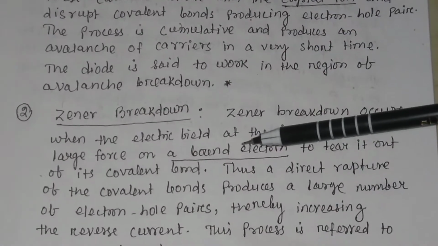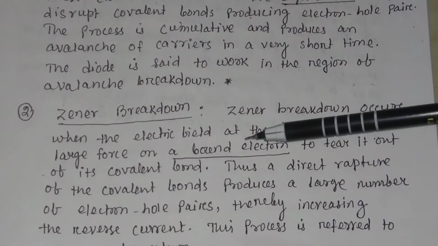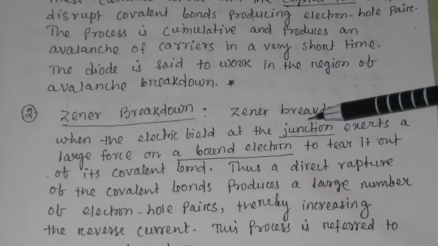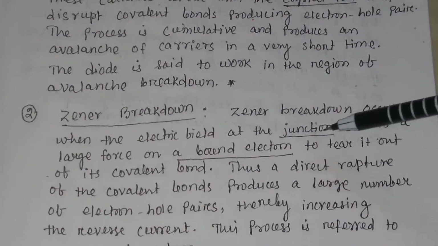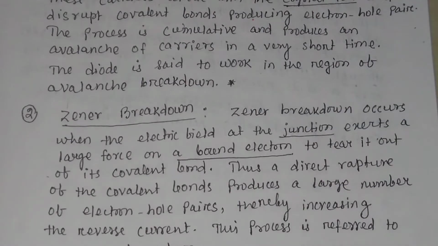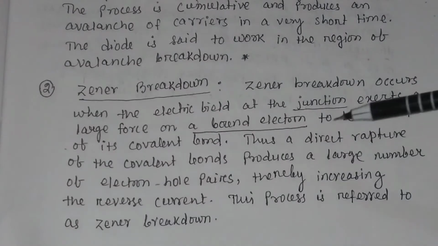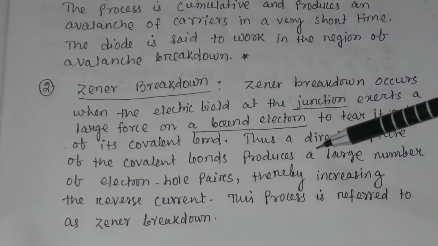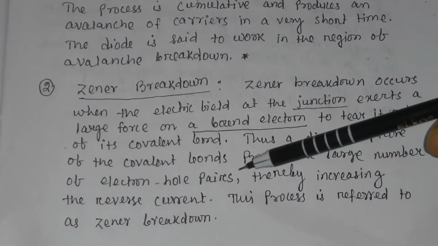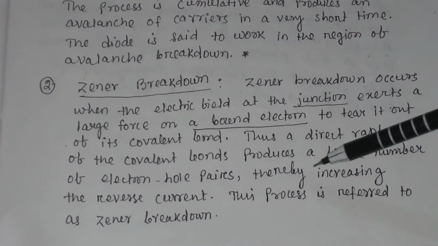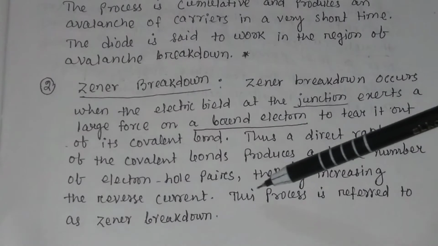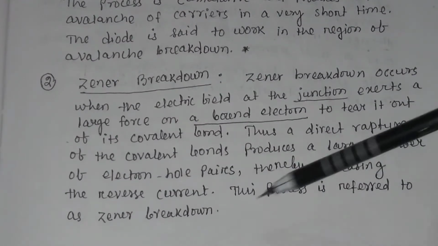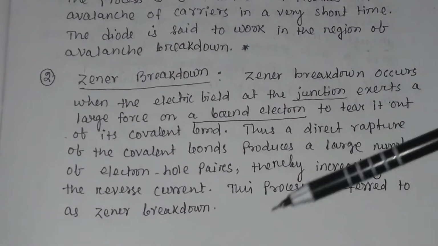So basically, the electrons from the ions which are at the PN junction cause Zener breakdown. Thus, a direct rupture of the covalent bonds produces a large number of electron hole pairs, thereby increasing the reverse current. This process is referred to as Zener breakdown.